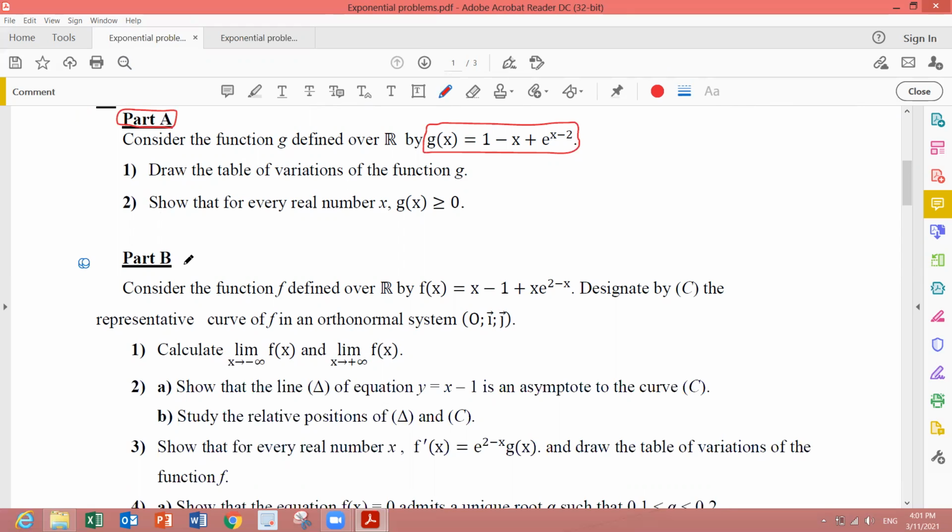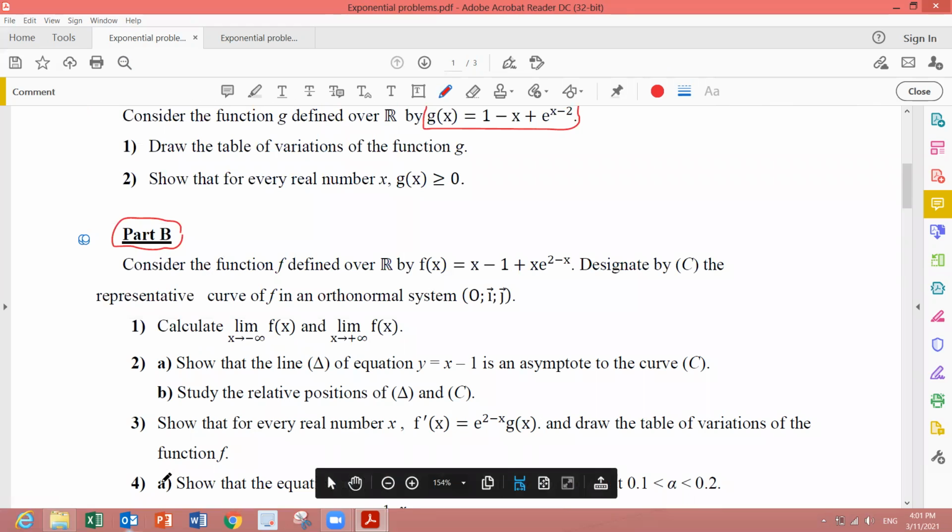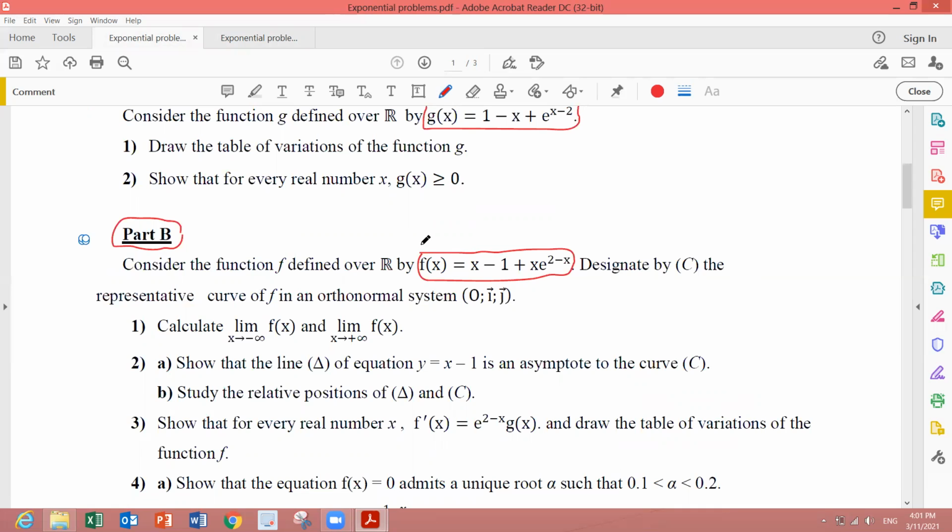Part B. We have the function f of x equals x minus 1 plus x e power 2 minus x. Let C be the representative curve of f.